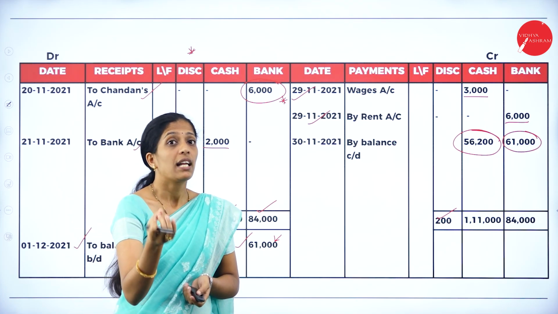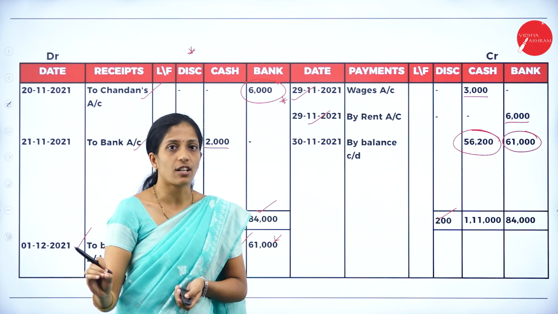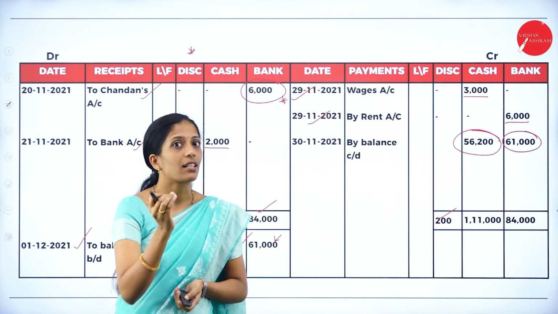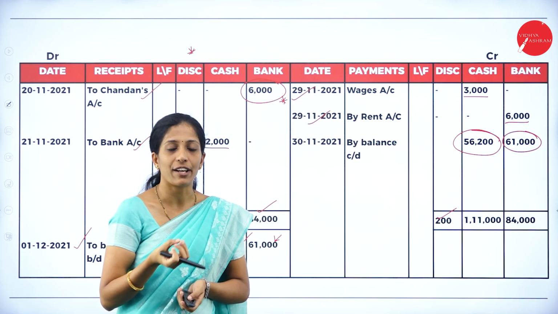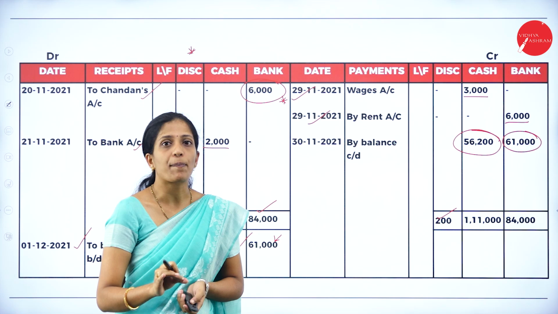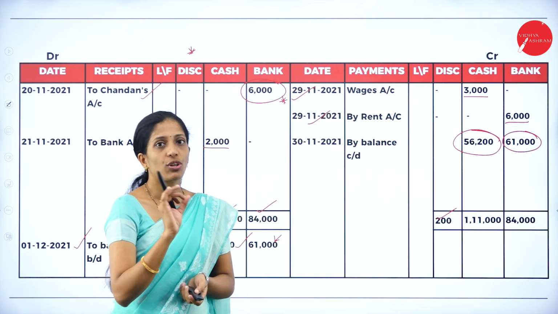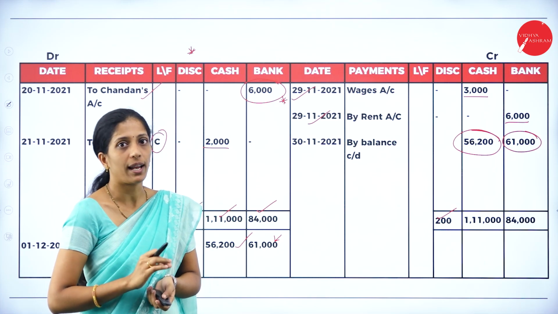And one more thing, if the check is received but it is not deposited on the same day, you will assume that you have received the cash, but you are not going to write in the bank column. If it is deposited on the same day, then only you will write in the bank column. So, this much you have to be careful with triple column cash book.